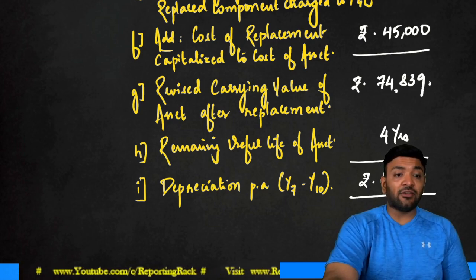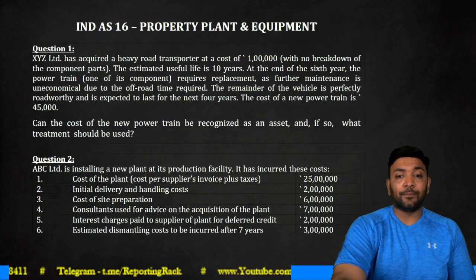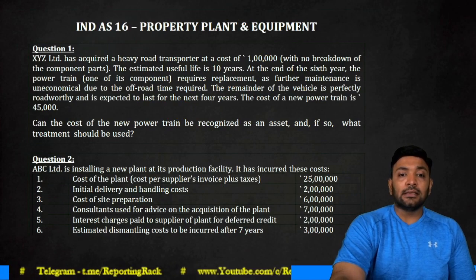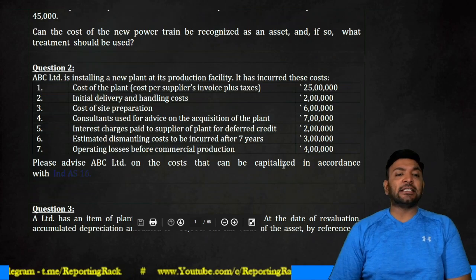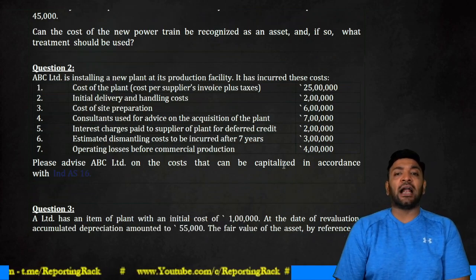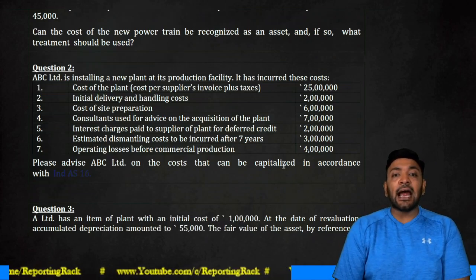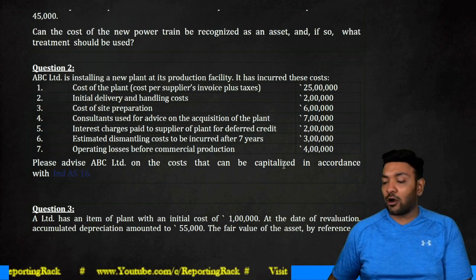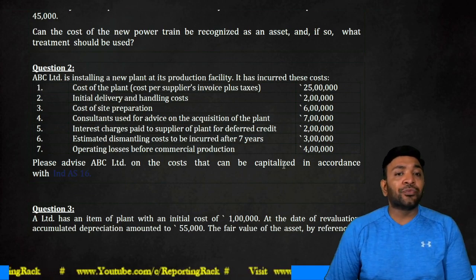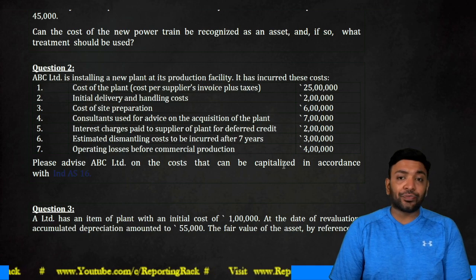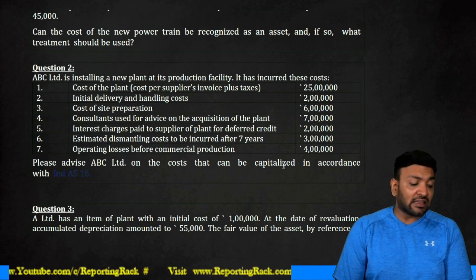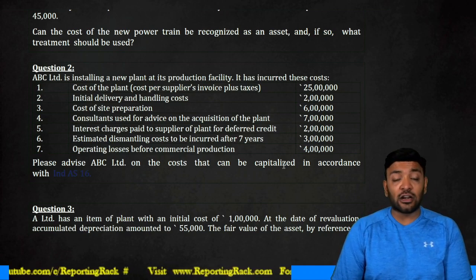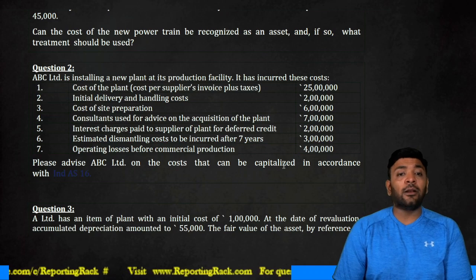Well, since we are done with that, let's look at the second question then. The second question: ABC is installing a new plant in its production facility and has incurred the following cost. The cost of the plant is 25 lakhs, cost of invoice plus the amount of taxes included in it. Now, whether the taxes are refundable or not, he did not give me. So let us look at from there on.